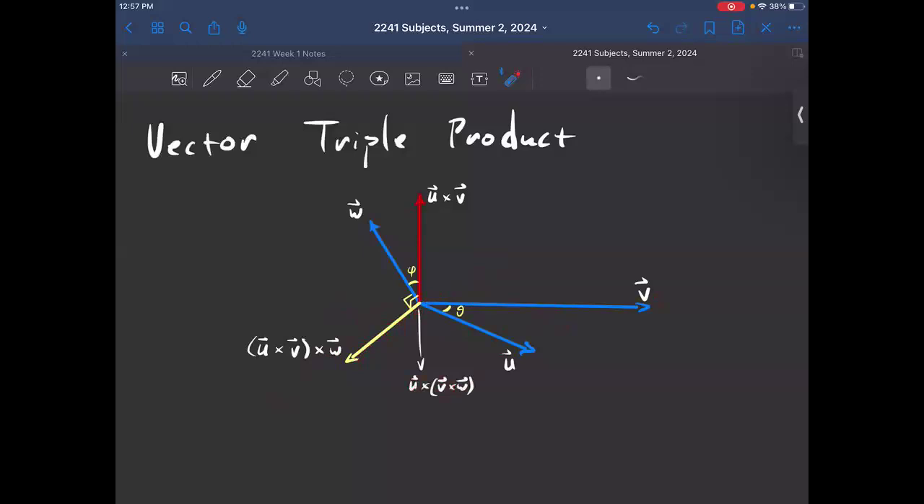If we swap this around and do v cross w first, well, we get a vector in the direction of this guy. And then u crossed with that vector gives us this vector down here. It's got to be perpendicular to those two. So these two are not the same vector, clearly. And the vector triple product does not have the associative property. The cross product does not have that associative property.